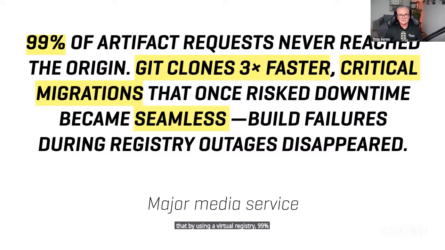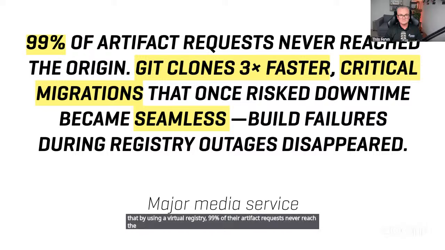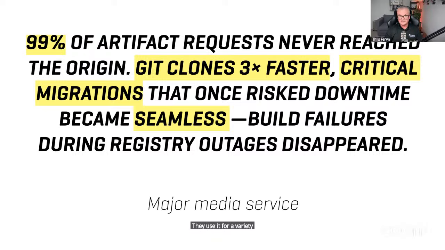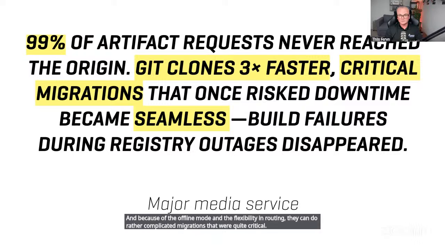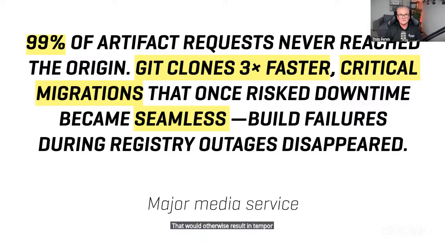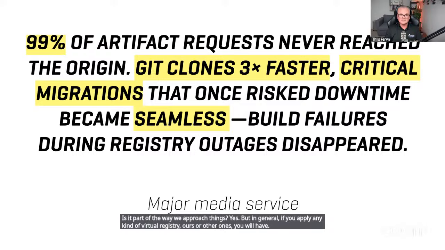Another major media service, also extremely well known in the industry, says that by using a virtual registry, 99% of their artifact requests never reach the origins. They use it for a variety of artifacts, but they also use it to accelerate Git clones. And they noticed that their Git clones went 3 times faster. And because of the offline mode and the flexibility in routing, they can do rather complicated migrations that were quite critical and that would otherwise result in temporary build failures. It was seamless. Those build failures were gone. Is it part of the way we approach things? Yes. But in general, if you apply any kind of virtual registry, ours or other ones, you will probably have the same benefits.